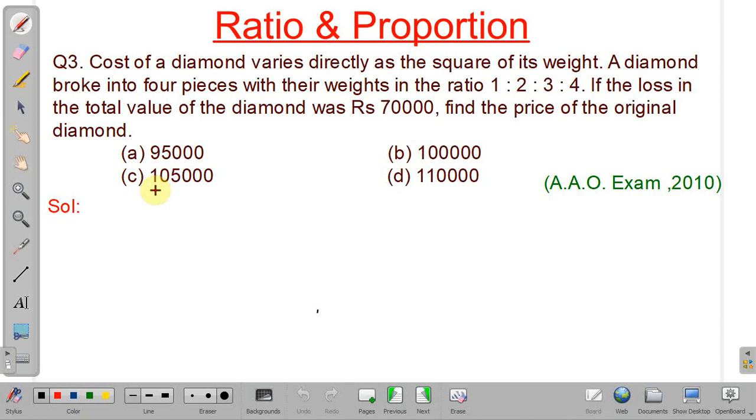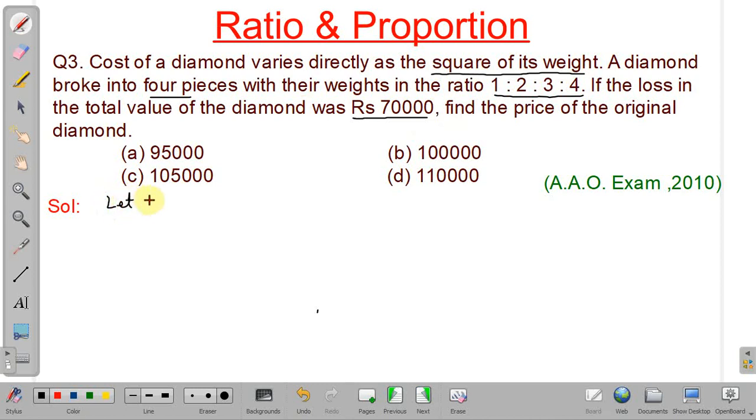See, in this problem, what is given? The cost of a diamond varies directly as the square of its weight. So, if a diamond breaks into 4 pieces and the ratio of the weights of the 4 pieces is given as 1:2:3:4, and in this, the loss in the total value of the diamond was rupees 70,000, we have to find the price of the original diamond. So, we can assume, based on the ratio, the weights of the 4 pieces.